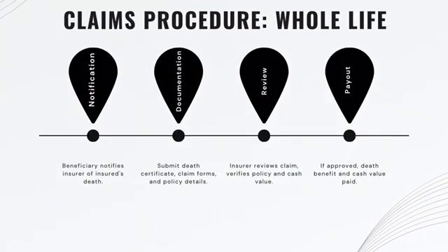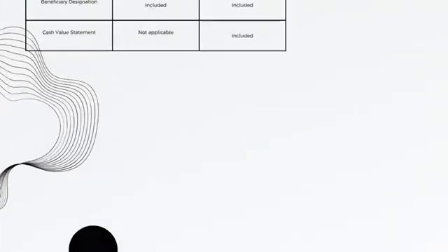Last but not least, claims procedure for whole life. First, we have notification. The beneficiary notifies the insurer of the insured's death. Next, documentation. Submit the death certificate, claim form, and policy documents. Next, review. The insurer reviews the claim and verifies the policy and cash value. And lastly, payout. If approved, the death benefit and cash value are paid.